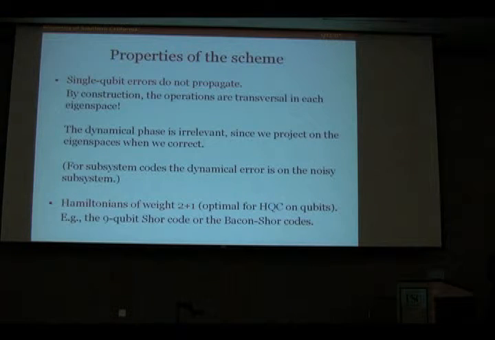So, the properties of the scheme. I would like to say now why this scheme is fault tolerant. It turns out it is fault tolerant by construction, since it is transversal by construction in each of the eigenspaces. But of course, an error can happen which can cause a transition between eigenspaces, or some superposition between states in the different eigenspaces, or some transformations inside these spaces.